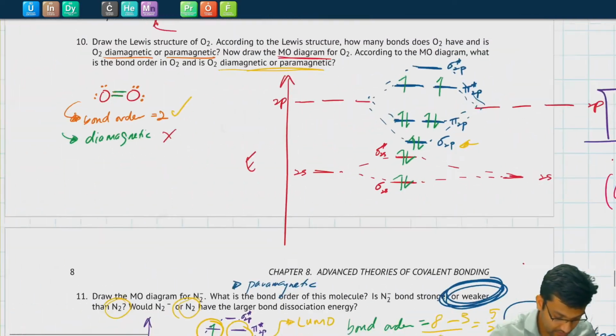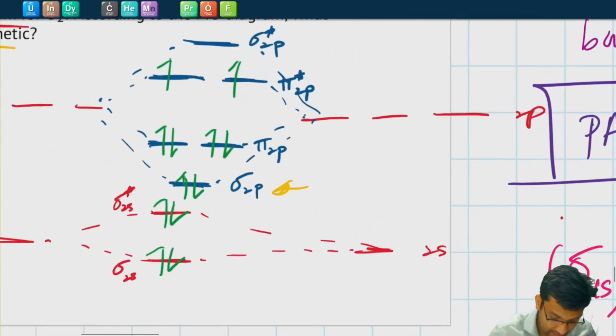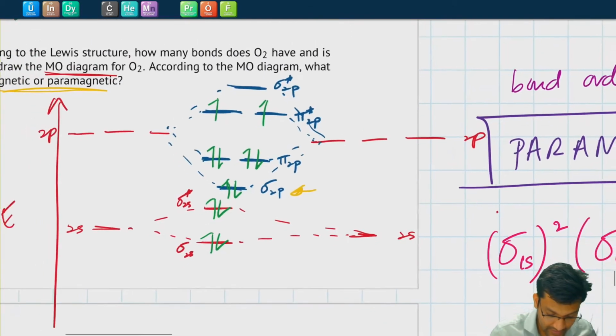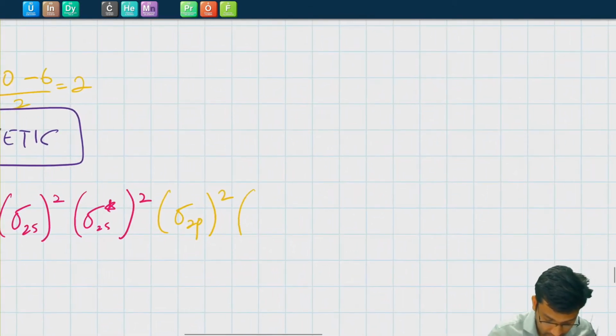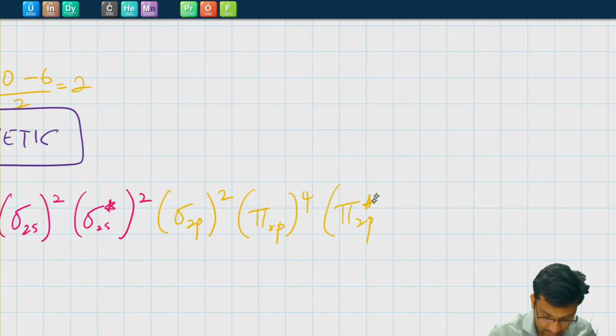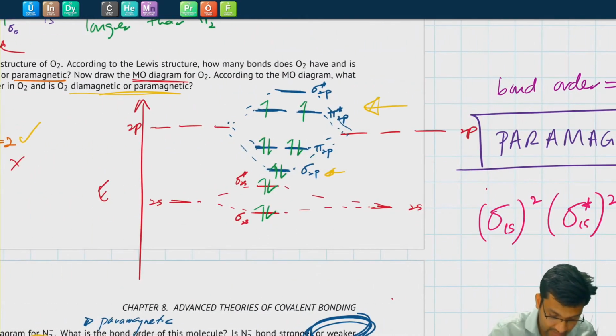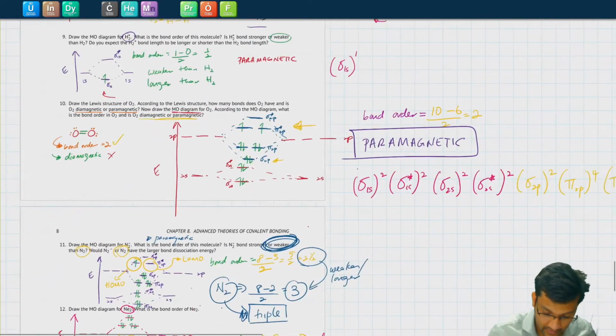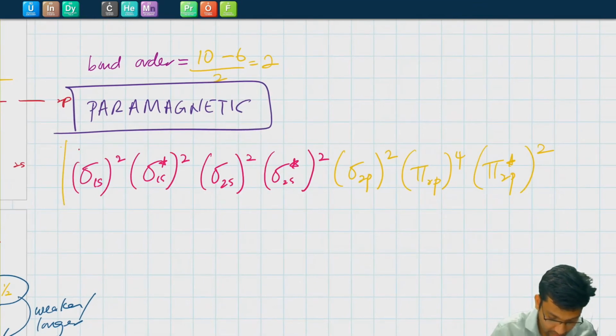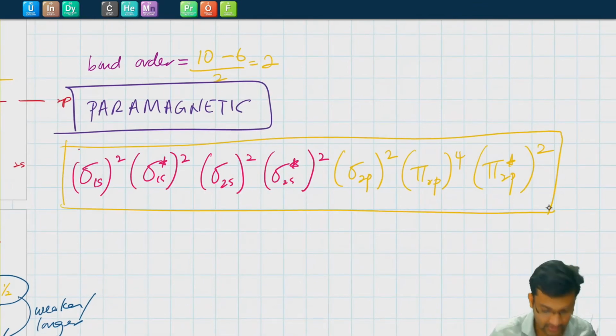What comes after that? What's higher in energy? We have the pi 2p with 4 electrons in it. Then comes the pi 2p star with 2 electrons in it. Just to show you here, that's a pi 2p star with 2 electrons. And so this whole thing here is the electron configuration of the O2 molecule.